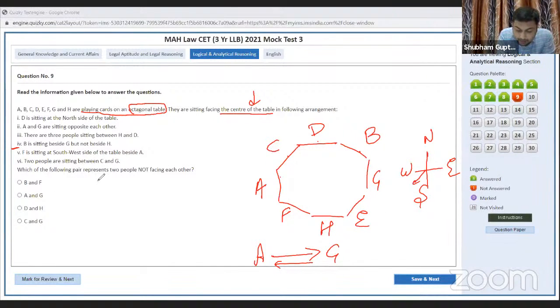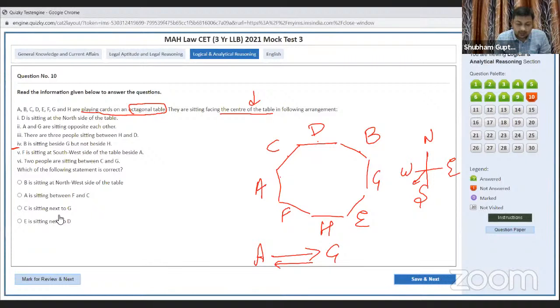Which of the following pair represent two people not facing each other? Not facing each other. B and F, they are facing each other. If I talk about A and G, that was given in the part of the question. D and H also. So the answer would be C and G. Now next. Which of the following statement is correct? B is sitting at the northwest side of the table. Northwest side. So it is wrong. A is sitting between F and C. So this is correct. E is sitting between G and H.